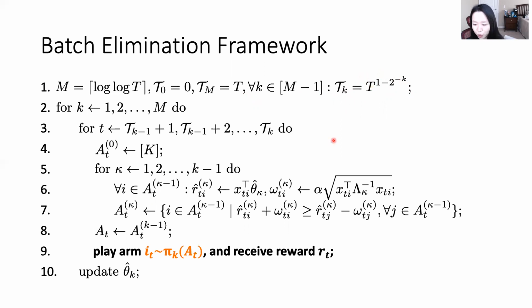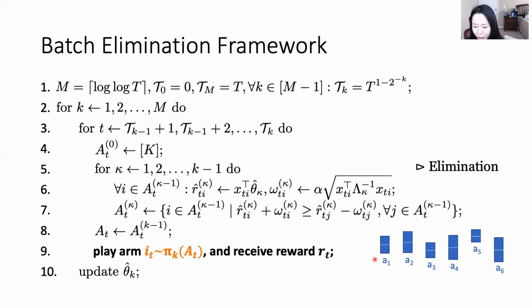And for the elimination framework, for each batch, we first compute the confidence interval for each arm, using the information obtained in previous batches. And for elimination, the idea is that if the confidence interval of arm I is completely below the confidence interval of the other arm J, which means that arm I is not very likely to be the best arm, so we would eliminate arm I.